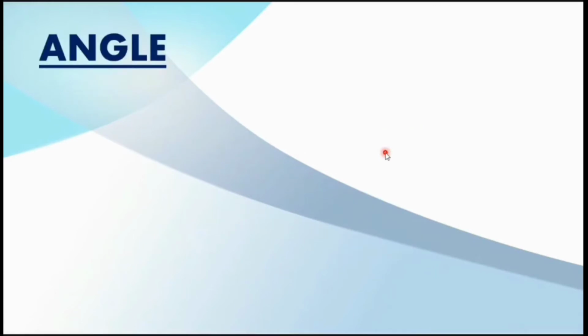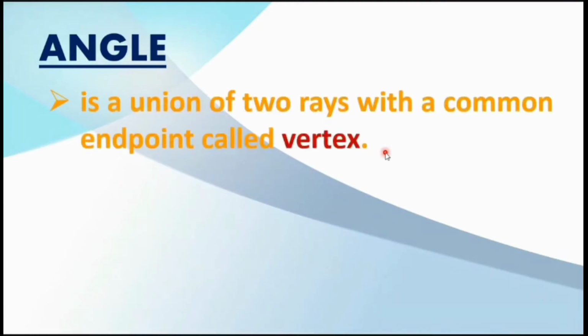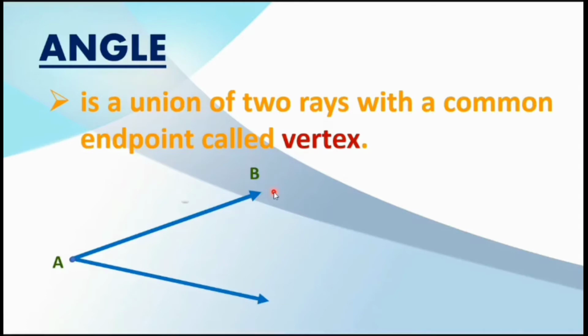Next is angle. What is an angle? An angle is a union of two rays with a common endpoint called vertex. It's a union of two rays, meaning it consists of two rays. Suppose we have one ray here. This one is ray AB. We have ray AB and another ray, which is ray AC. So we have two rays here, ray AB and ray AC.